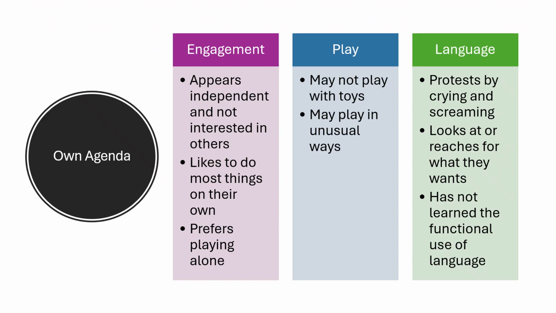I particularly like how with these stages, we think about engagement, play, and language as a function of communication. So in the own agenda stage, engagement is a little more independent, and children tend to not be interested in others, like to do most things on their own, and they prefer to play alone. So play may not be involving toys, or they may play with toys in unusual ways. With language, protests tend to include crying and screaming, and then children may request by looking at or reaching for items they want, but they have not yet learned functional use of language to request.